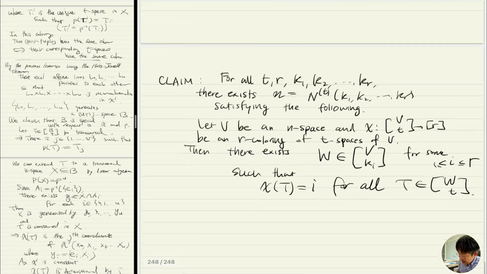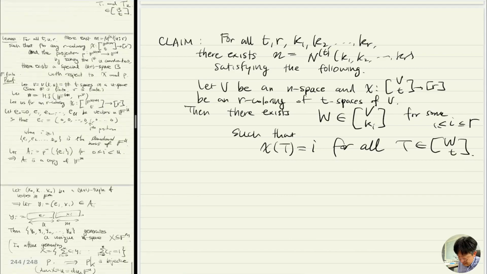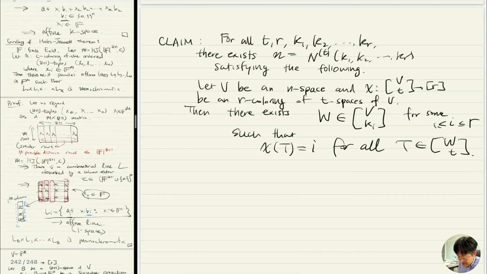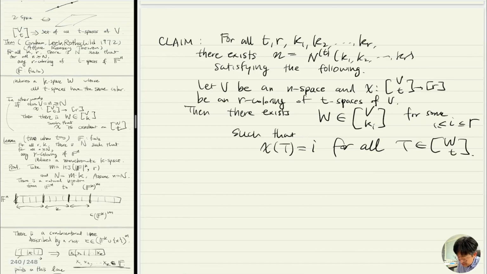So that's the claim. This is obviously stronger than what we want, I mean this obviously implies what we want. By the way, this is a proof by Spencer. The initial proof is more complicated. In this case, we can put K1, K2, ..., KR to be equal to K, then what you get is this form.